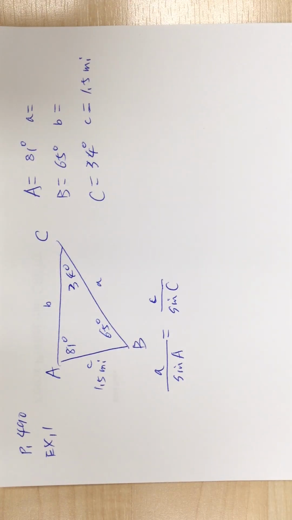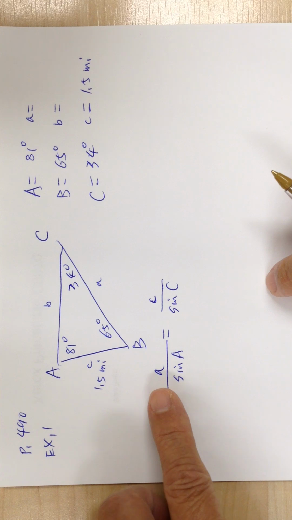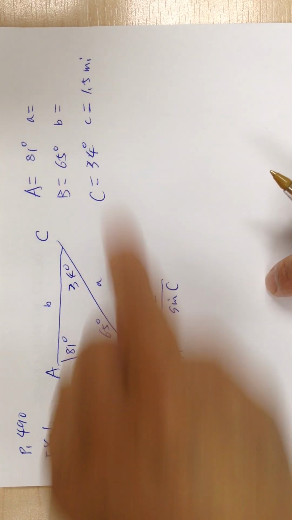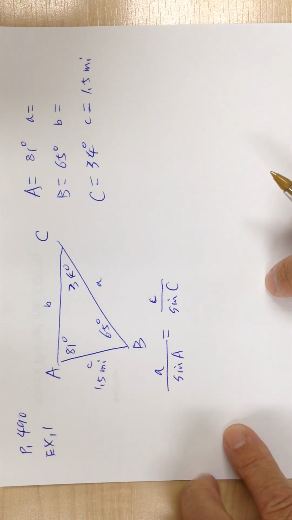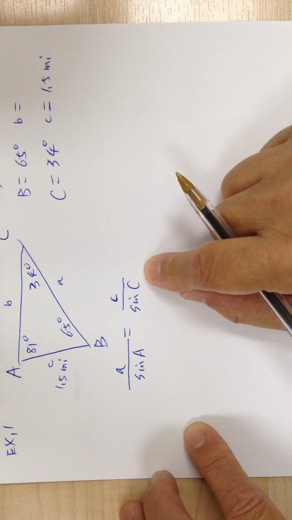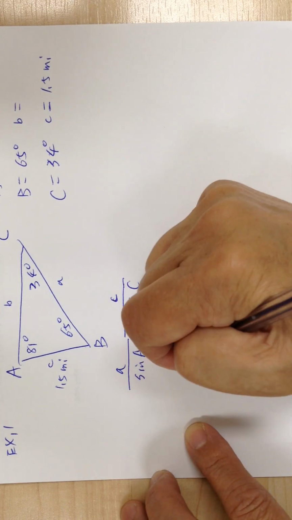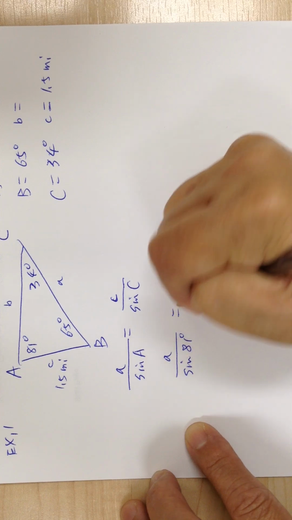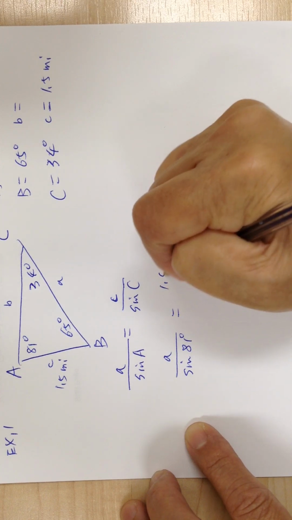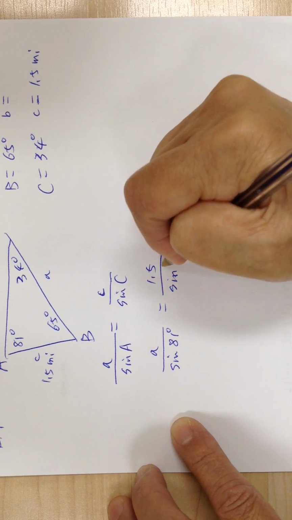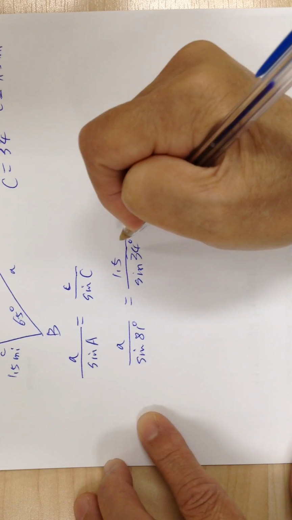Usually a good idea to make your algebra solving a lot easier, you always write down what you're looking for first. So you're looking for the small a, you write small a first. That makes things a lot easier. So you can always write down your formula, okay? Then you substitute after that. So a over sine of 81 degrees equal to c, 1.5, over sine of 34 degrees.